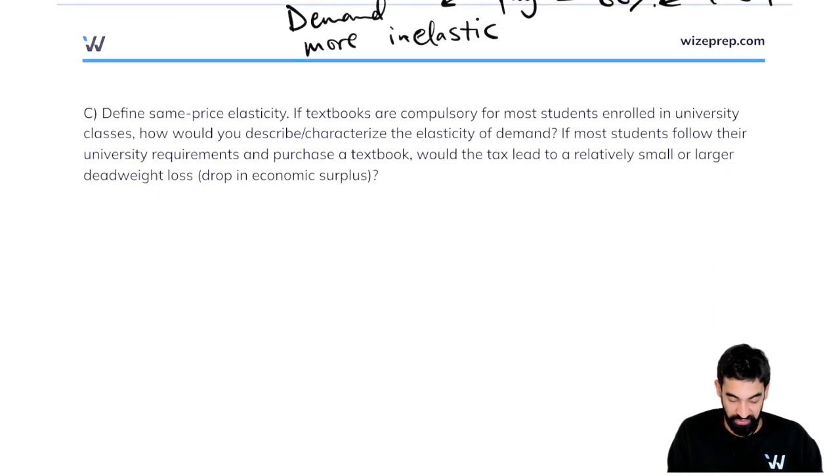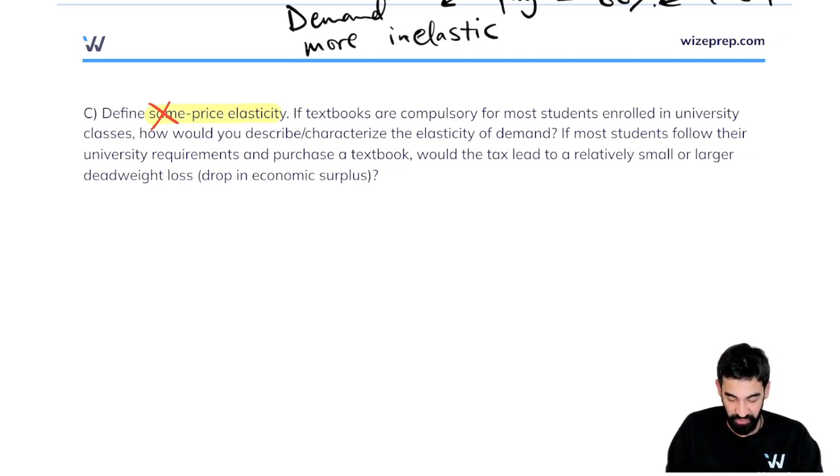Now part C, it says define the same price elasticity of demand. The same price elasticity of demand just means the price elasticity. Because there's cross price elasticity when you're crossing two different products, like Coke and Pepsi substitutes, or complements like gas and cars. That's called cross. But same price elasticity means you're just looking at one product. So it's just price elasticity. If you ever see a word that you don't recognize, read the rest of the question. Often it doesn't even affect your answer. So it doesn't even matter.